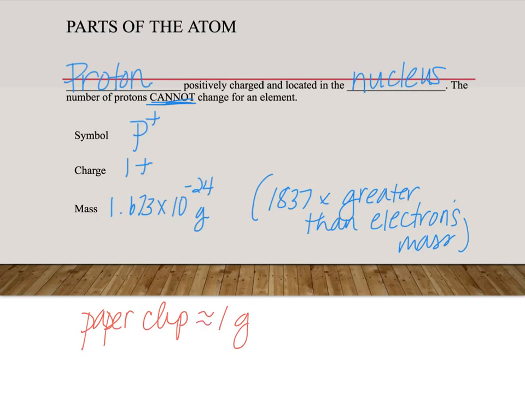However, it is still over 1,800 times greater than an electron's mass. So a proton has a much larger mass compared to an electron's. And then on the next slide, we'll talk about the neutron.